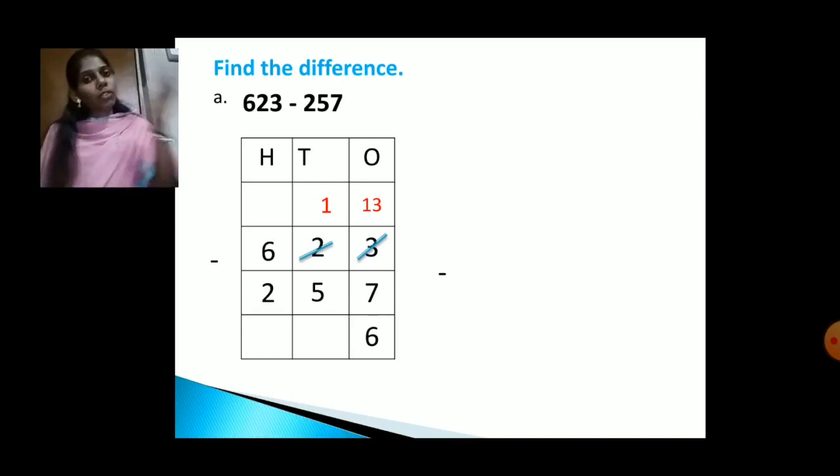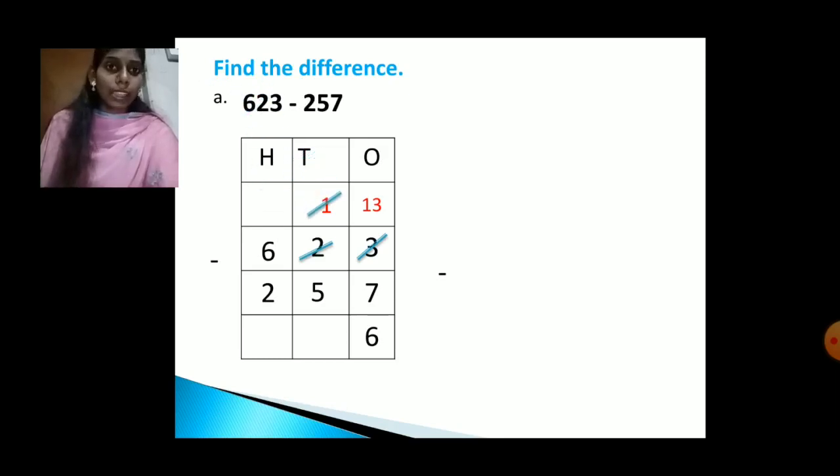Again we will borrow from the hundred place. Because I already told you the ones place will borrow from the tens place and the tens place will borrow from the hundred place only. Okay. So now the tens place will borrow from the hundred place. So we will borrow 1. So we will cut 1 and we will write 11. Correct? So 11 minus 5.